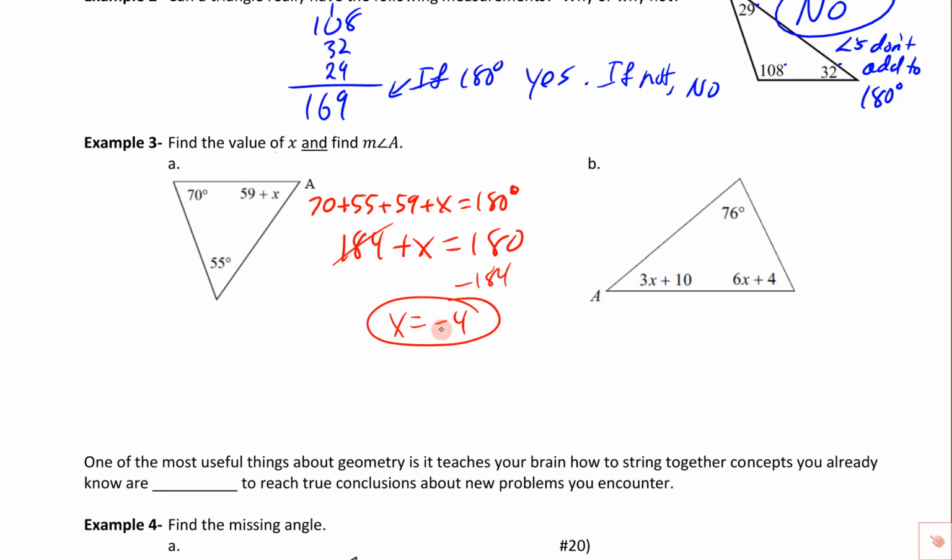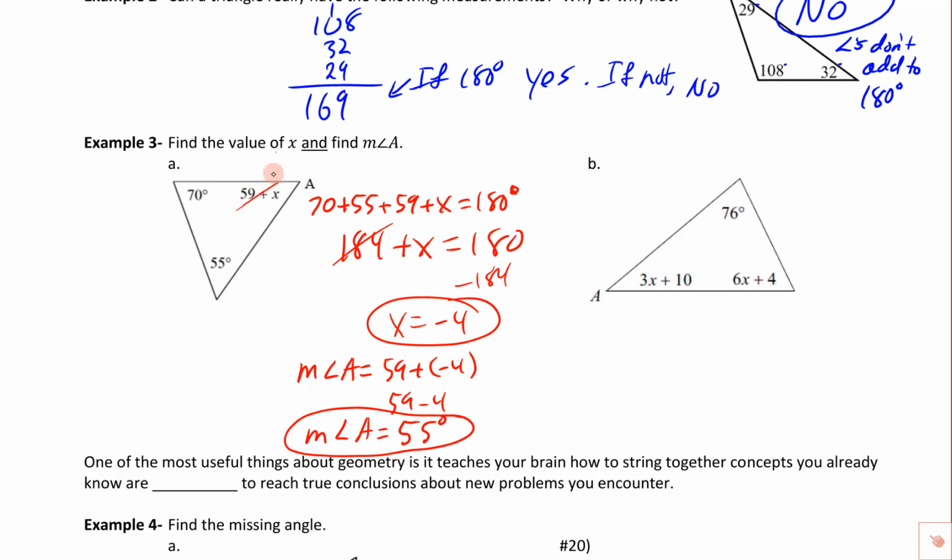Then it says find the measure of angle A. So if we look at the measure of angle A right here, I would actually have to plug this in here. So the measure of angle A is going to be 59 plus, we're going to substitute here, so I'll throw that in parentheses, 59 minus 4, so the measure of angle A is 55 degrees. So I'm going to go ahead and circle that. There's all the work that went into this. So if this is 55 degrees, I'm going to go ahead and cross that off. I'm going to write 55 degrees right here. 55 plus 55 would be 110, and 110 plus 70 would equal, you guessed it, 180. So we know we got the answer right.